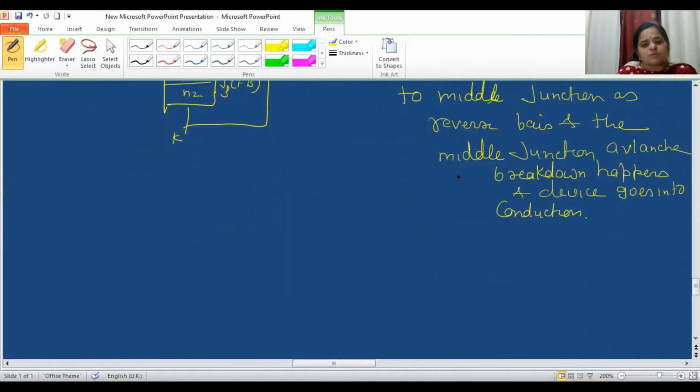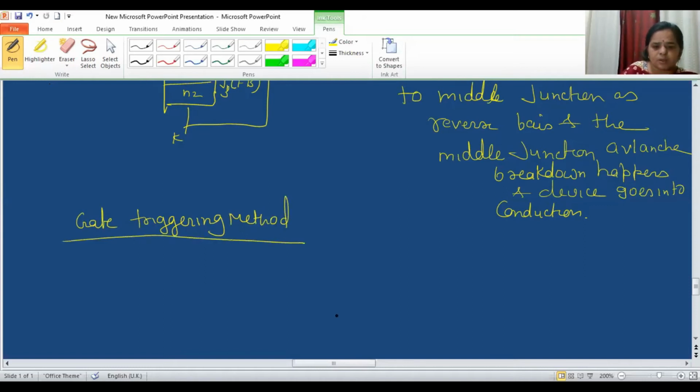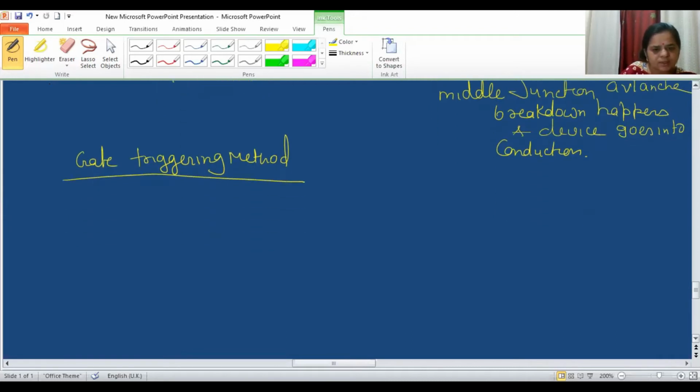Normally, we don't use the forward breakover voltage method for practical purposes to turn the device on, because there may be chances of the device getting completely damaged. The next method is the gate triggering method. This method is the most frequently used for all practical purposes. Now let us try to understand this gate triggering method.